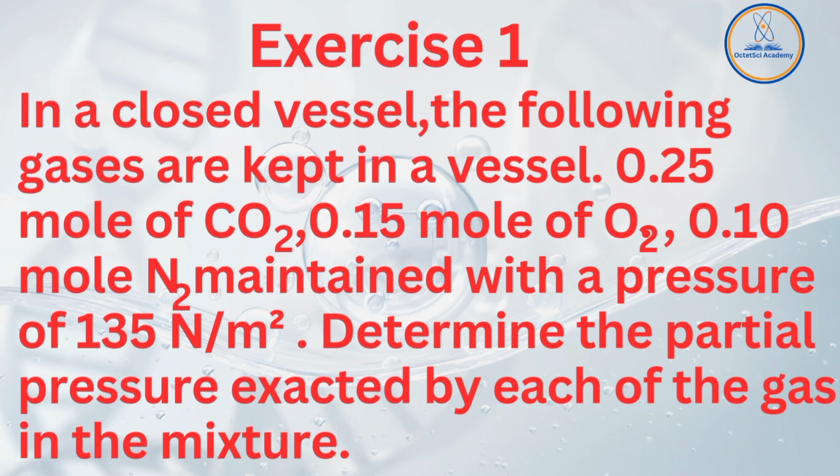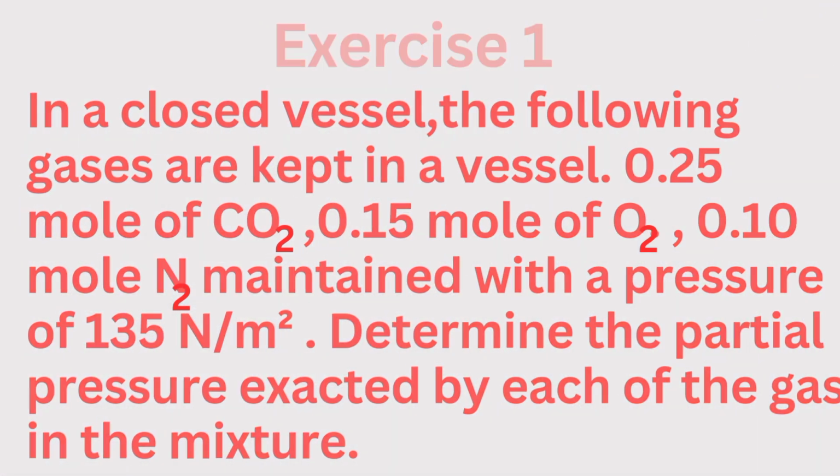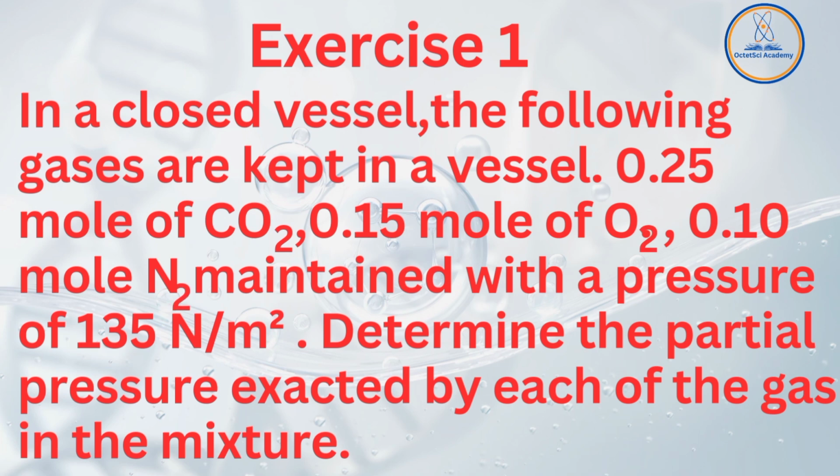In a closed vessel, the following gases are kept: 0.25 mole of carbon dioxide, 0.15 mole of oxygen, 0.10 mole of nitrogen. So we are asked to find the partial pressure of each gas. We have been given their total pressure to be 135 Newton per meter square. So we are going to solve each gas differently according to this law.